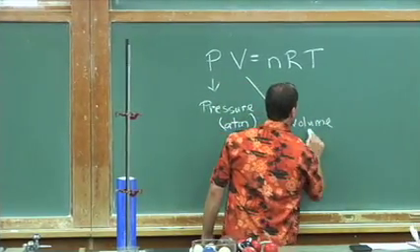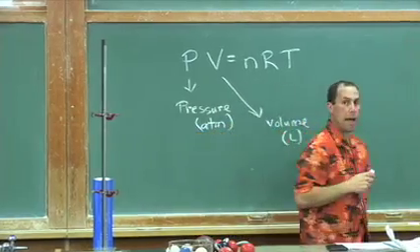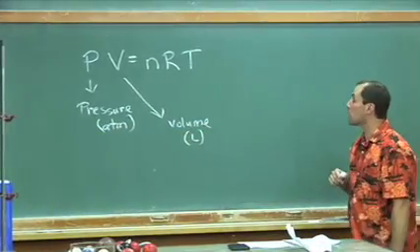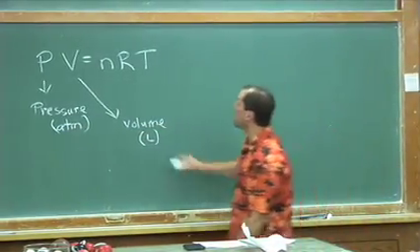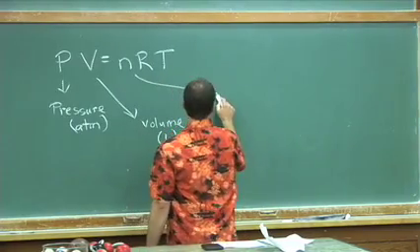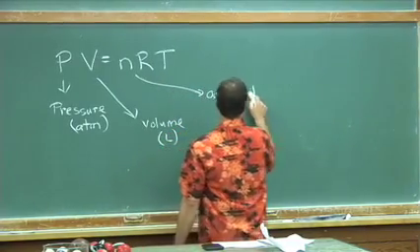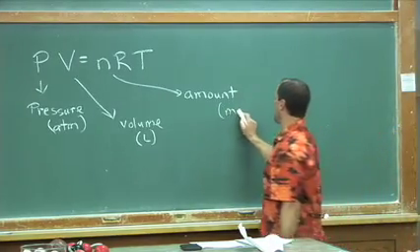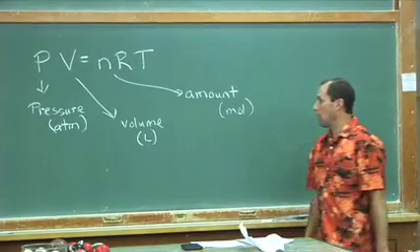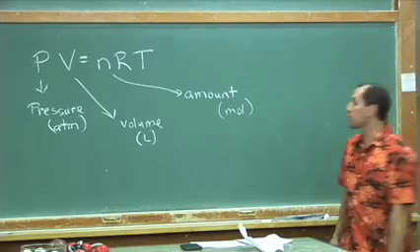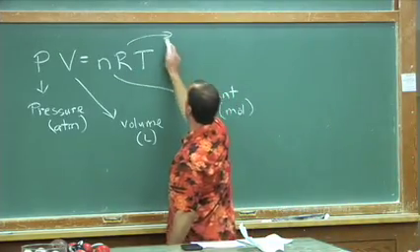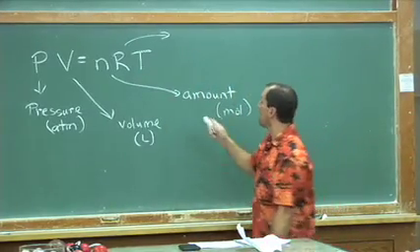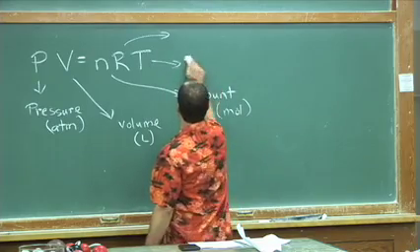V, volume. It's extremely convenient to use L, big L, for liters for our unit of volume. n is the amount, and the unit we use to count things, moles. So I'm going to put in a little mol for moles. I'm going to skip R for just a moment. I'll put an arrow going up and say just a moment on that one. And then T, capital T, temperature.